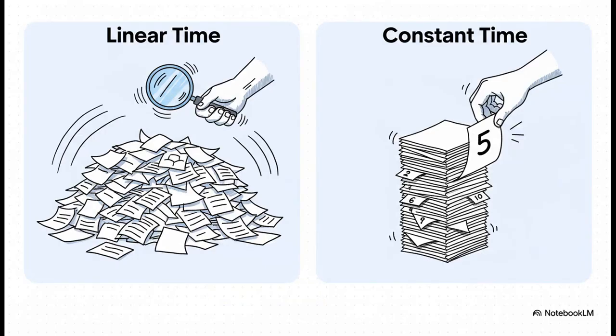Okay, to really make this click, check out this comparison. O(n) performance, that's like I hand you a giant, messy pile of 1,000 papers and say, find the one with my name on it. You might have to check every single one. But O(1), that's like I hand you a neatly numbered stack and say, hey, grab me paper number 5. Boom, you go right to it. That is the power of good organization.